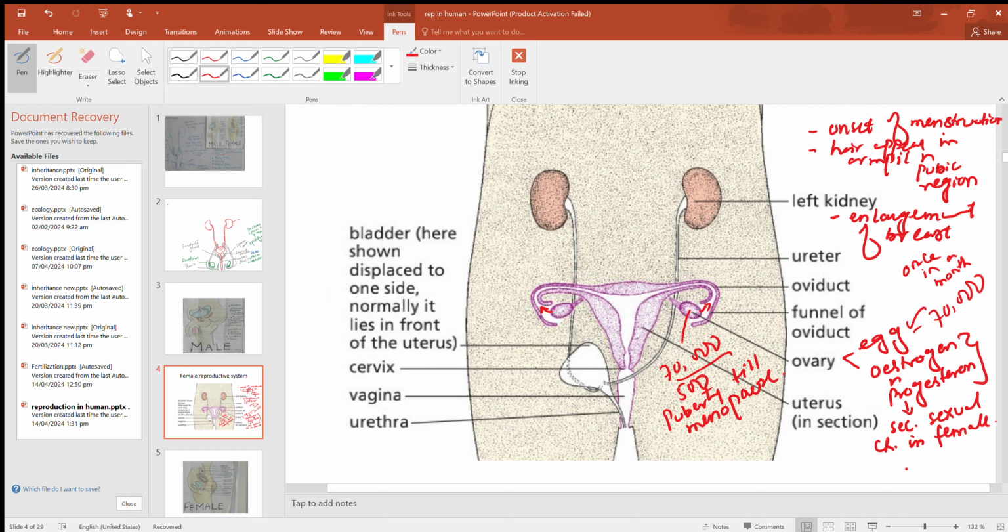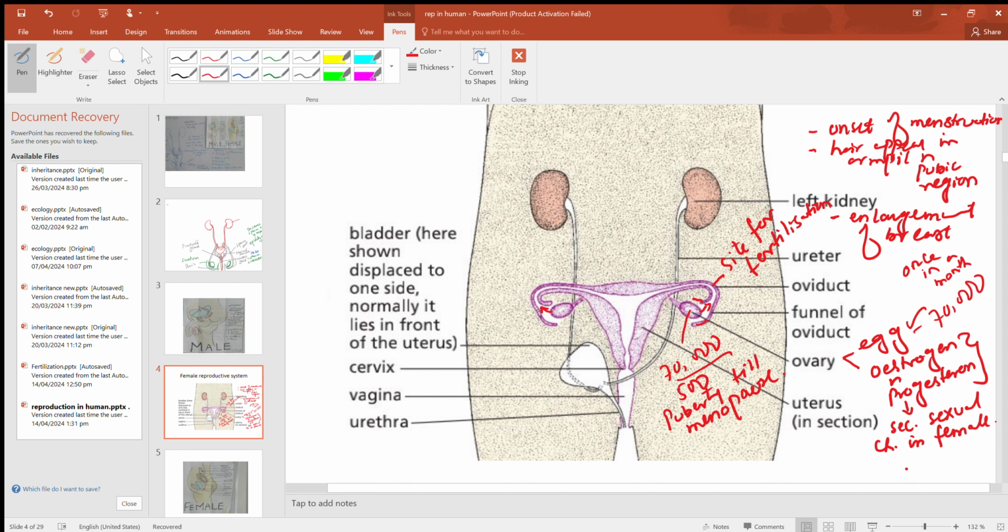Now, this is the funnel-shaped structure. This is called the funnel of the oviduct. Its name is not included in your syllabus. What is the function of this funnel of the oviduct? It is just to catch the egg. And what is the function of the oviduct? The oviduct is the site for fertilization. Over here, fertilization happens, and it provides the passage for the egg. The most important point is that it is the site for fertilization.